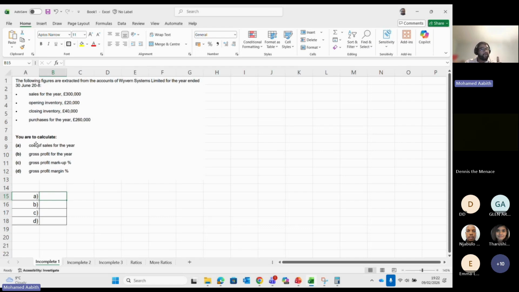First, they want you to find out what is the cost of sales. Remember, the cost of sales formula is going to be equal to opening inventory plus purchases minus closing inventory. So in this scenario, I already have the numbers: £20,000 plus £260,000 minus £40,000 closing inventory, which gives me £240,000. That is my cost of sales.